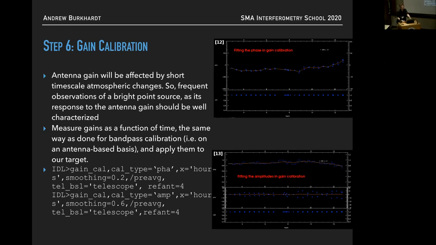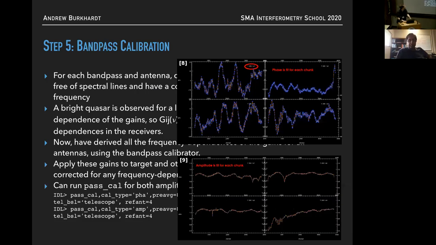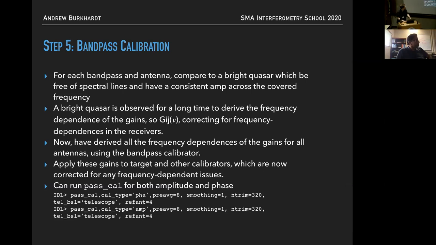This is smoothing in time. So when you do gain cal, that's doing a time-based gain as a function of time. You can go back and look at the bandpass calibration and the smoothing there. Here the pre-averaging is done first.